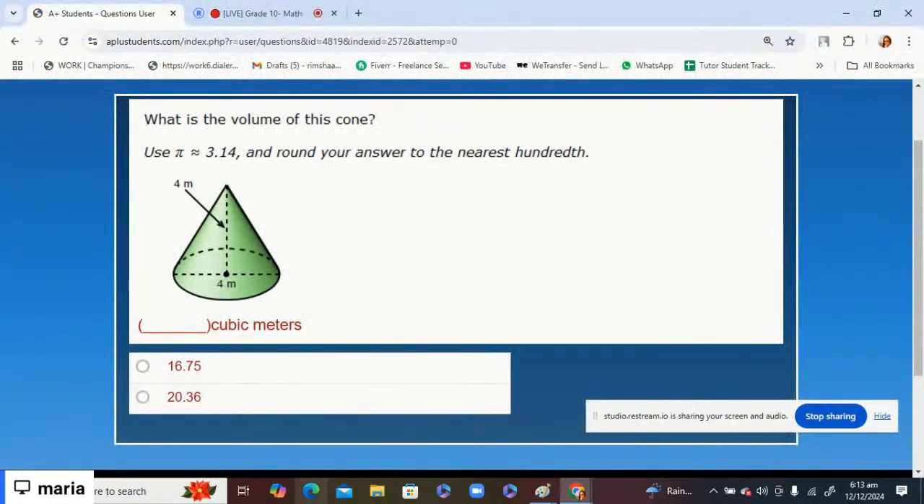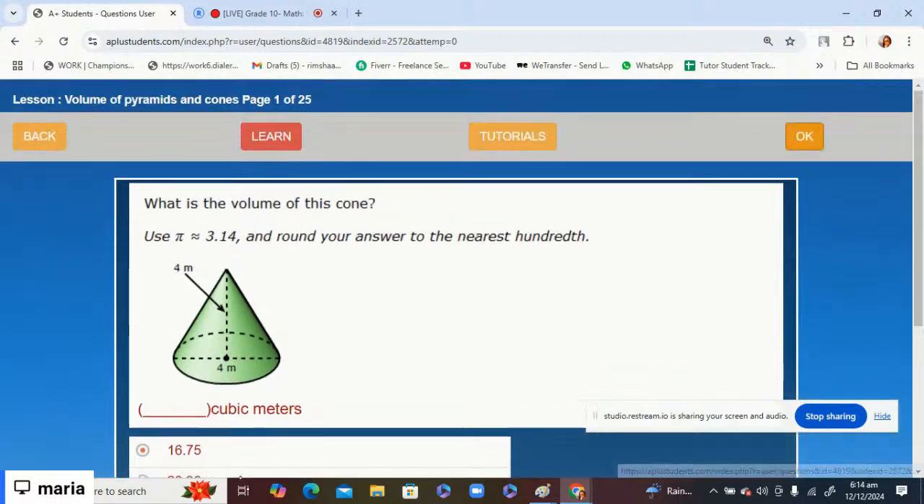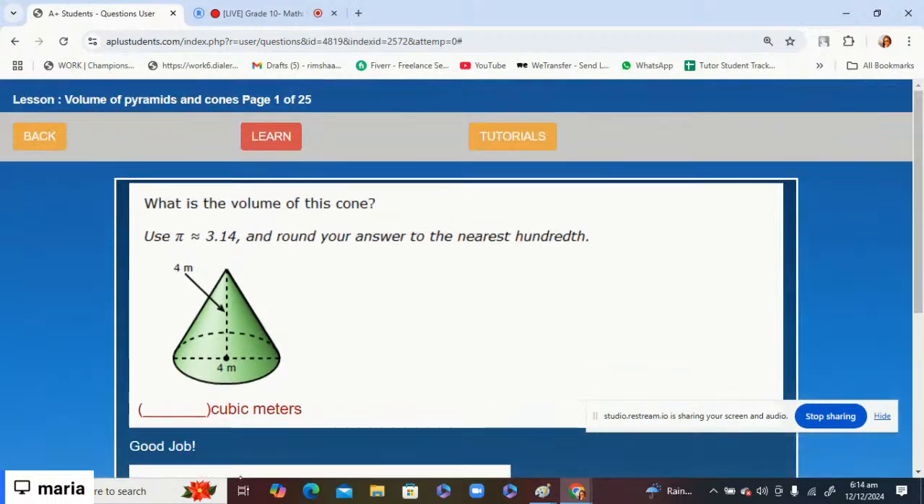Let's check. 16.7, this one is the answer. Let's see, is it right? Yes, this is the correct answer.